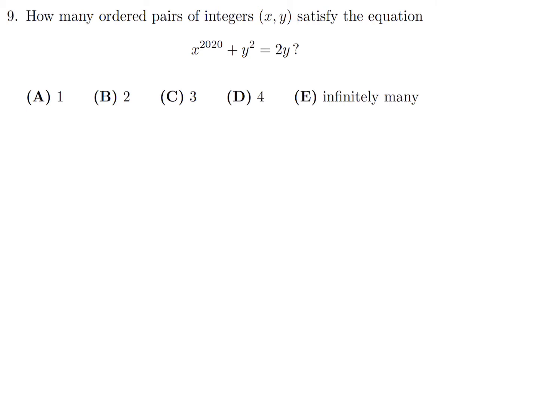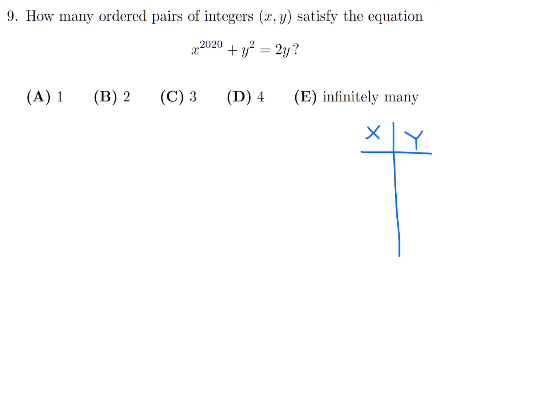How many ordered pairs of integers x, y satisfy the equation x to the power of 20 plus y squared is equal to 2y? I don't think there's any actual formula. I think we just have to plug and play here. So let's just make a little table and off we go. Okay, the first one, I'm going to start with 0.